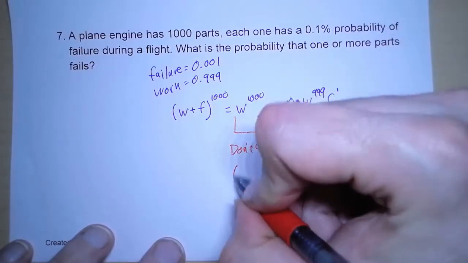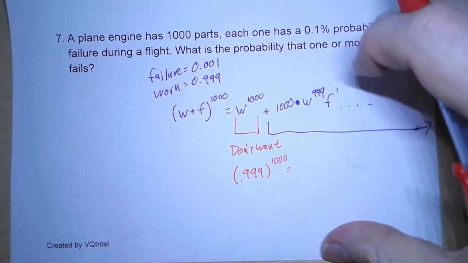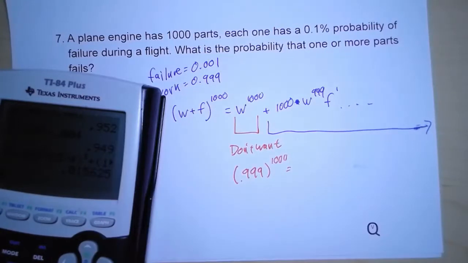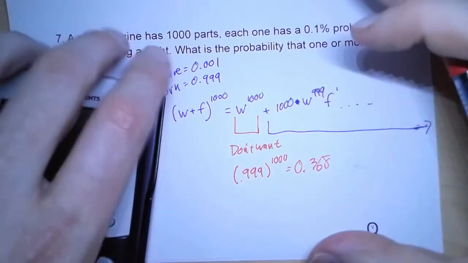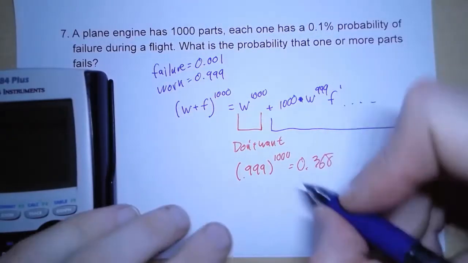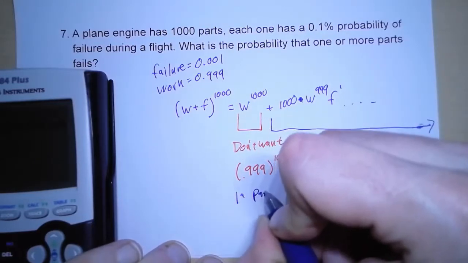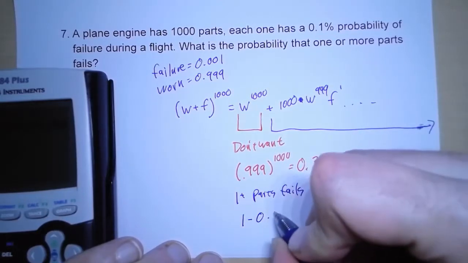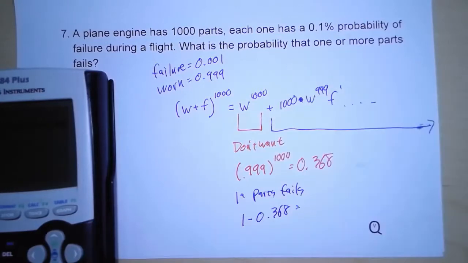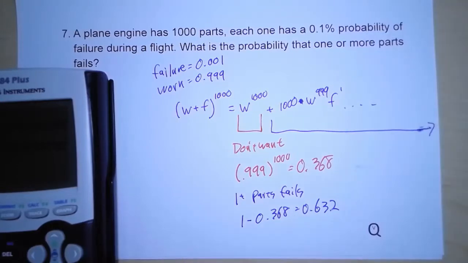So we plug in 0.999 to the 1,000 power. So this is the chance that every single part will work. And so we get 0.368. And so that's the probability that all 1,000 parts work. And so, to figure out that one or more parts fails, we take 1 minus 0.368, and we get an answer of 0.632. And there's our answer.